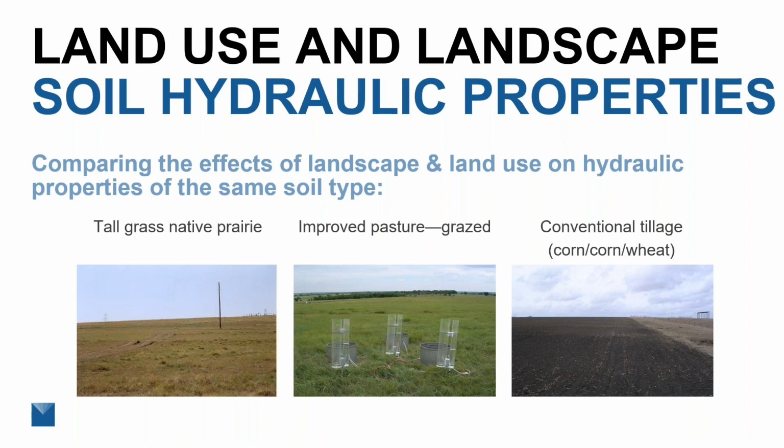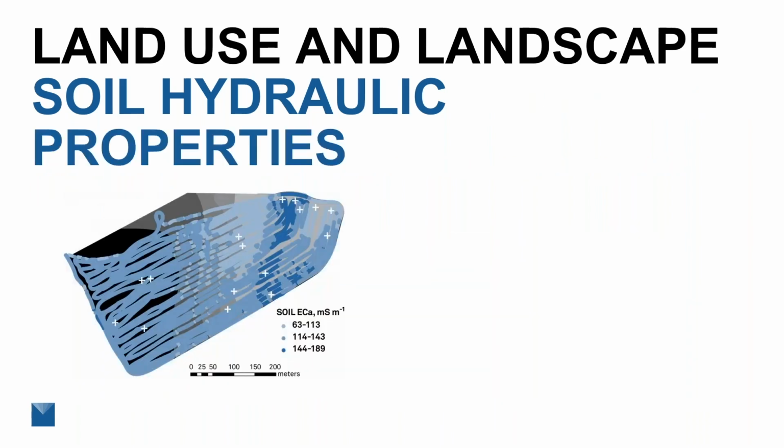And what's great is we were able to access a site that's been in the same land use for over 60 years. And this proved to be a great test bed for evaluating the impacts of these land uses. And so the first thing we did is we did an EM38 survey, and we were able to get a bulk EC map for the field. And this allowed us to establish some zones of variability. Even though this field is all mapped as the same soil type, there were still zones of variability.